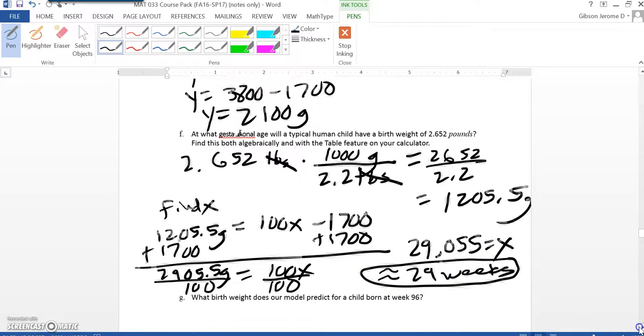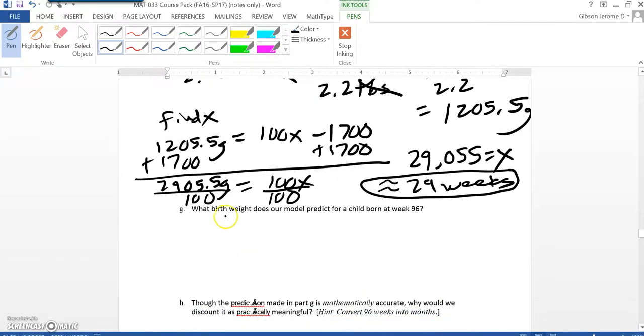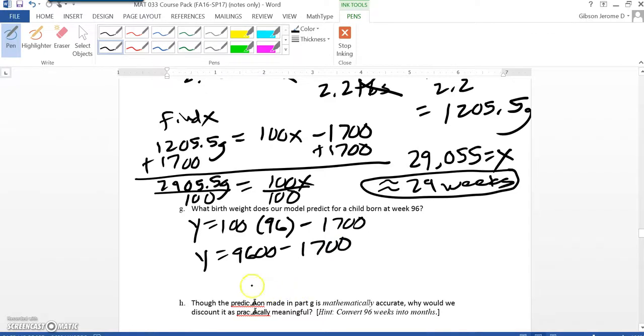Now, scroll on down here. It says, what birth weight does our model predict for a child born at week 96? So we have y is equal to 100 times 96 minus 1,700. So we have y equals 9,600 minus 1,700. And then y will equal 7,900 grams.